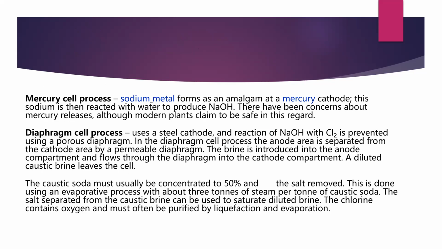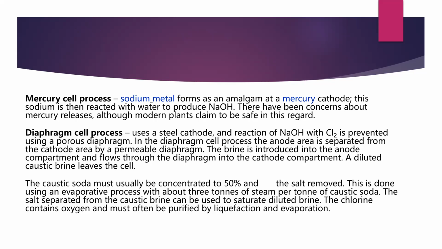Sodium metal forms as an amalgam at a mercury cathode. This sodium is then reacted with water to produce NaOH. There have been concerns about mercury releases, although modern plants claim to be safe in this regard. The diaphragm cell process uses a steel cathode, and a reaction of NaOH with Cl2 is prevented using a porous diaphragm.